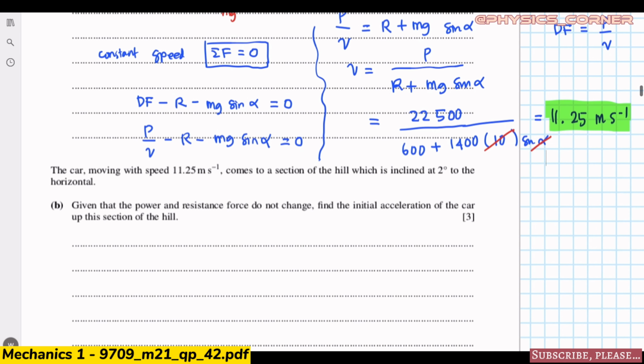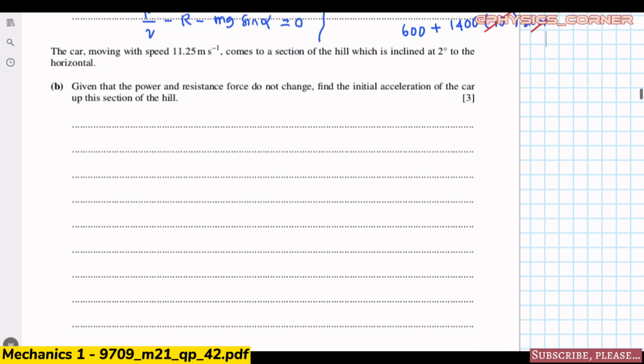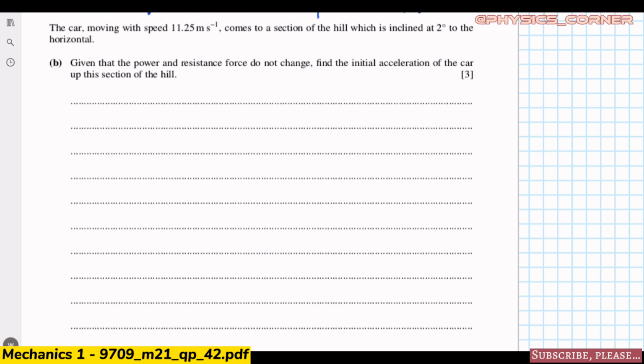We still have question B. The car moving with speed 11.25 meters per second comes to a section of hill which is inclined at 2 degrees to the horizontal. Given that the power and resistance force do not change, find the initial acceleration of the car up this section of hill.